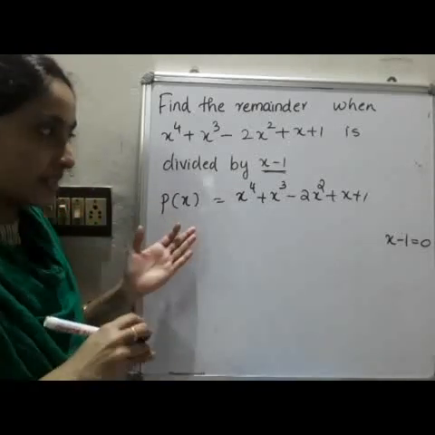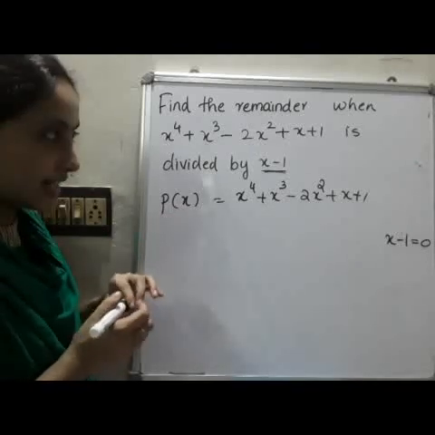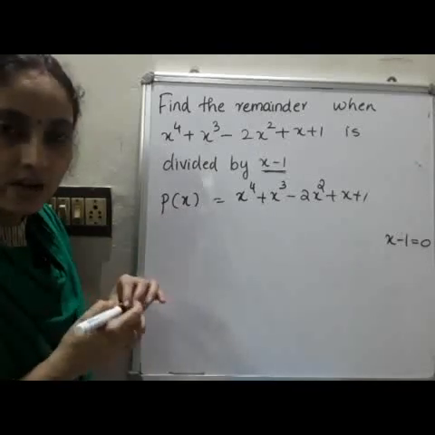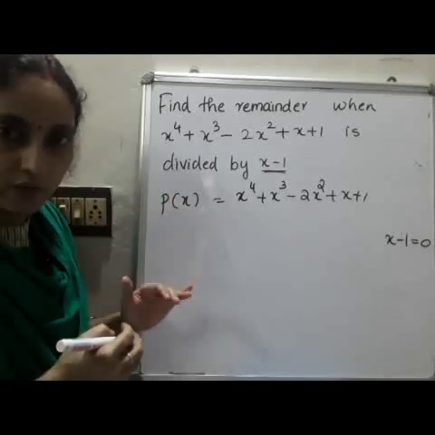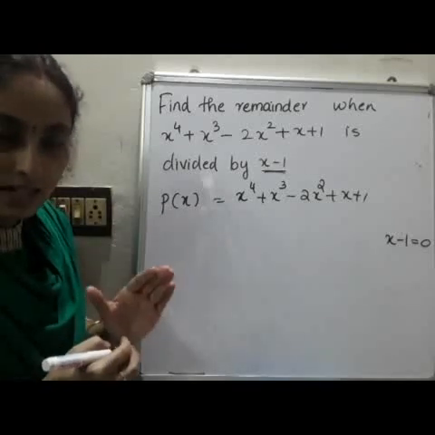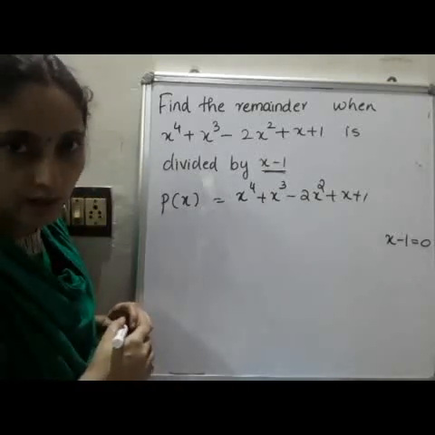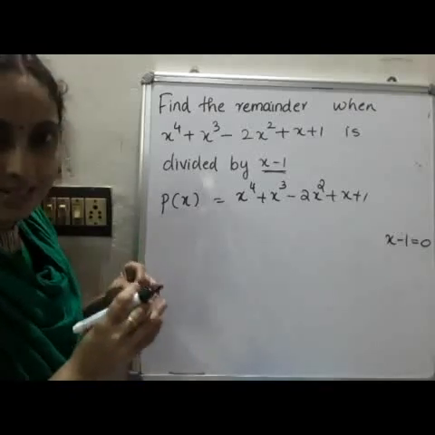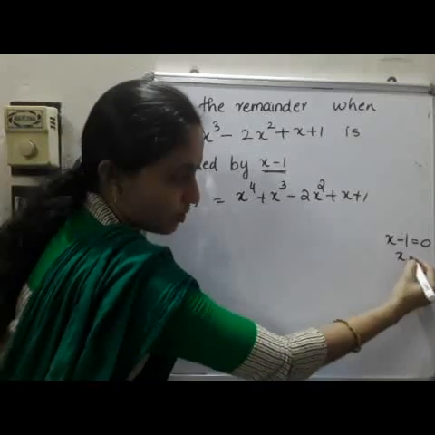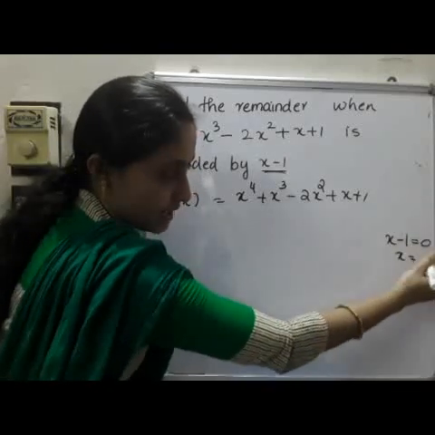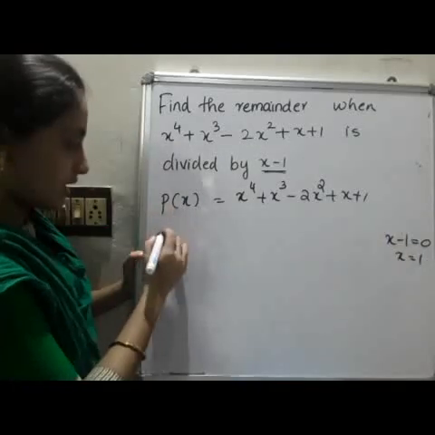Otherwise there will be confusion. So listen here please. In the remainder theorem, when divided by x minus a, the remainder is P of a. Here it is x minus 1, so the remainder will be P of 1. For avoiding mistakes, I am telling you: x minus 1 equal to 0, so x will be equal to 1, since minus 1 moves to the other side as positive 1. So x equals 1. Substitute here.